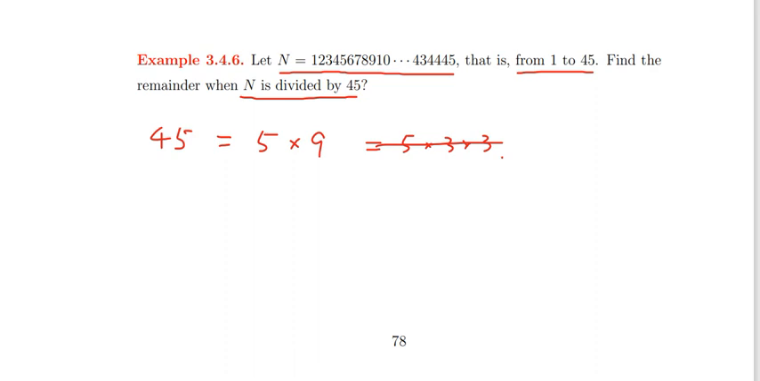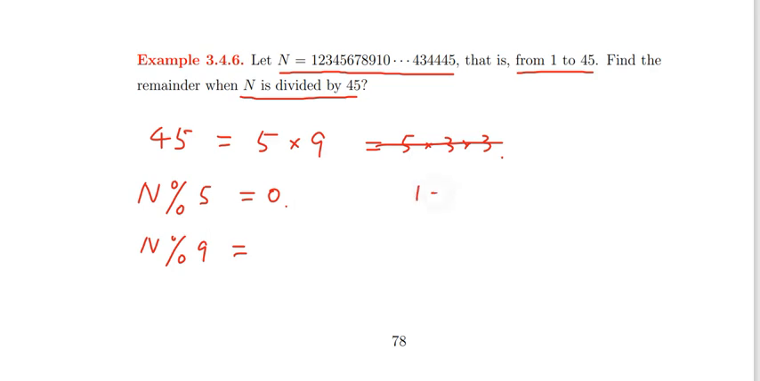Okay. So at first we say divided by 5, the remainder is 0, right? Because the last digit is 5. And then this is divided by 9. Okay, so we need to find this remainder, so divided by 9, we need to add those numbers up.